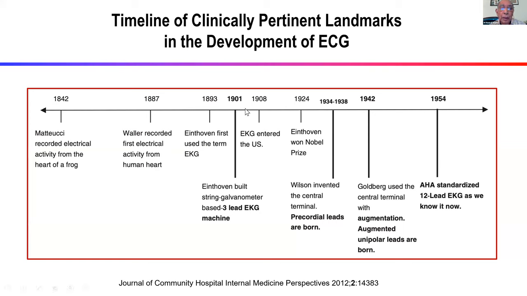In 1901, basically the turning point in the history of the ECG, Einthoven built the string galvanometer, based on a three-lead EKG machine. That was the first EKG machine, a three-lead ECG machine.